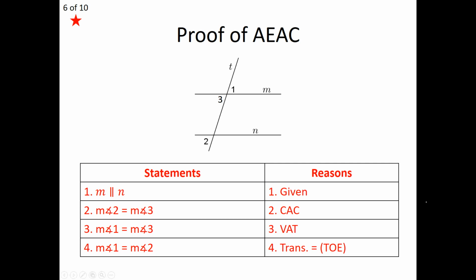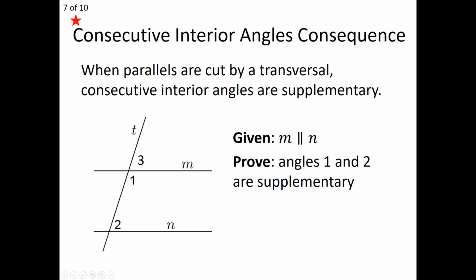equal alternate exterior angles. Now let's take a look at the consecutive interior angles consequence. Remember, the consecutive interior angles are the ones that are not like the other. We are not going to prove that angle 1 and angle 2 are equal. We're going to prove that angle 1 and angle 2 are supplementary.